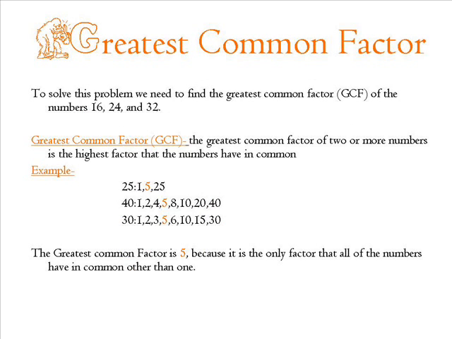Greatest common factor. To solve this problem, we need to find the greatest common factor of the numbers 16, 24, and 32. Greatest common factor. The greatest common factor of two or more numbers is the highest factor that the numbers have in common.